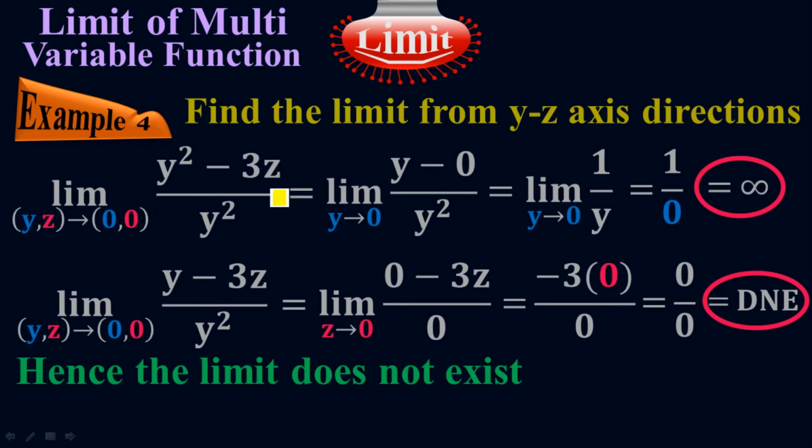As I said, if the limit from one side equals the limit from the other side, then the limit exists. If they are not equal to each other, then the limit does not exist. In this case, the limit does not exist because look, the limit from one side, which is only along y-axis, is infinity. And the limit from the other side, which is only along z-axis, does not even exist. So they are not equal to each other. Therefore, the limit does not exist.